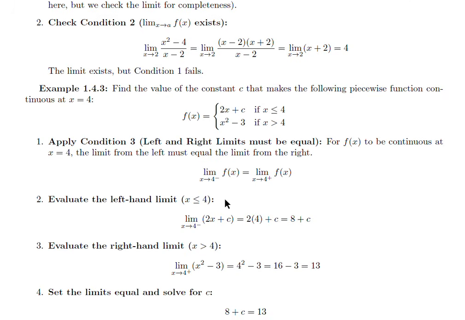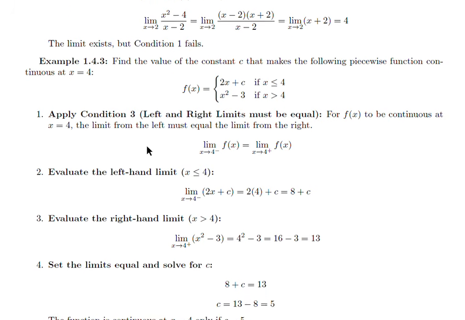Now, finally, we have a piecewise function. We want to determine its continuity at x equal to 4. Now, there's a constant that is not given in the function. So if you find the value of that constant c that makes the piecewise function continuous at x equal to 4, right? So this is how we go about this.